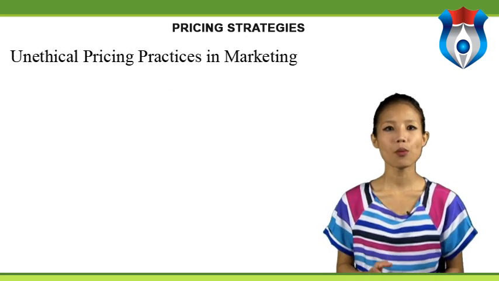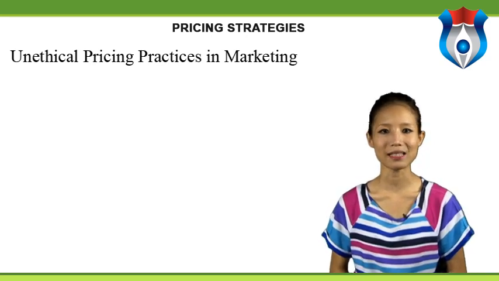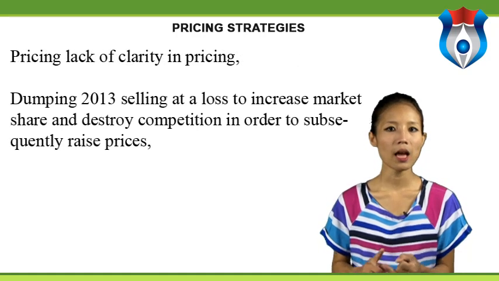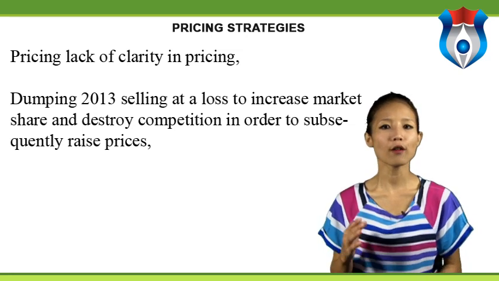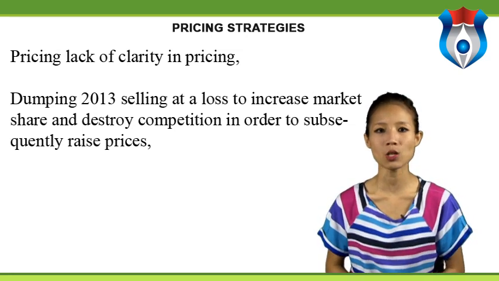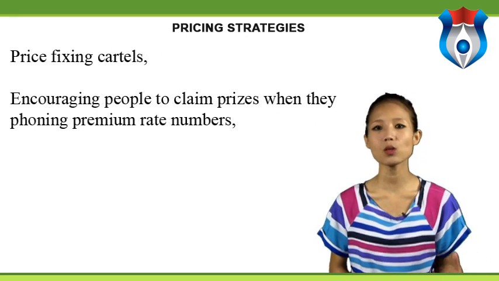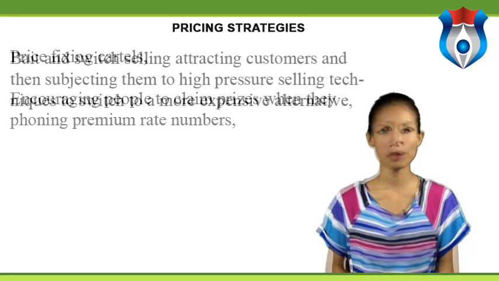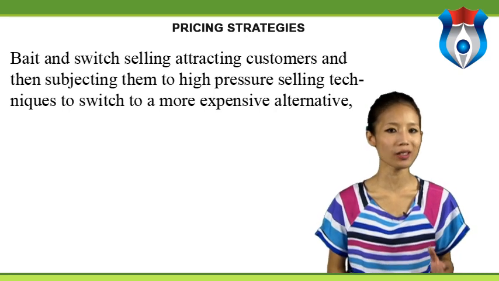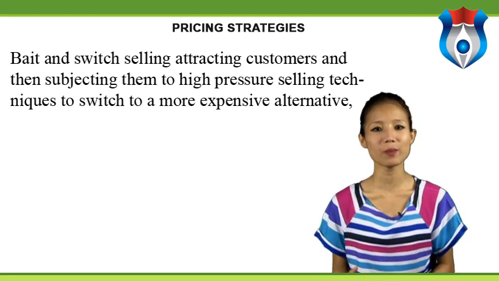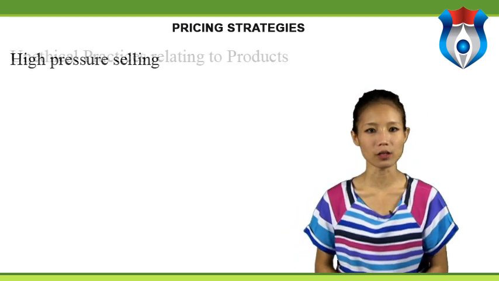Unethical pricing practices in marketing. There are a few points related to unethical pricing in marketing. For example, lack of clarity in pricing, dumping sales at a loss to increase market share and destroy competition in order to subsequently raise prices, price fixing cartels, encouraging people to claim prizes when they phone premium rate numbers, bait and switch selling, attracting customers and then subjecting them to high pressure selling techniques to switch to a more expensive alternative. High pressure selling, especially in relation to groups such as the elderly.